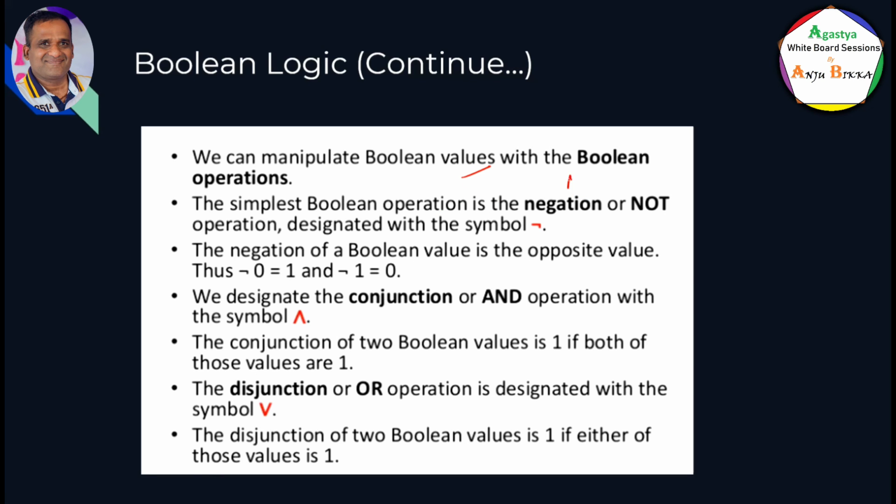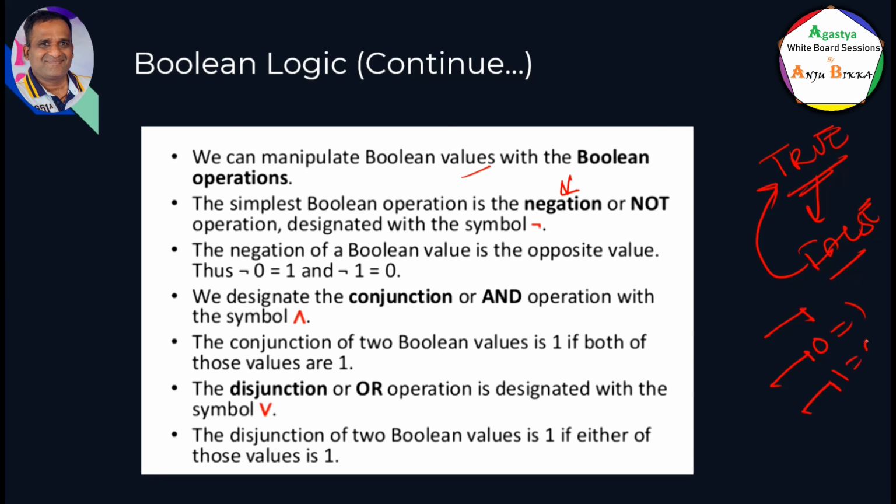The simplest operation is the negate. Negate means if you have a true, if you negate true, it becomes false. If you negate false, it becomes true. So this is the negate symbol. It means if you negate 0, it becomes 1. If you negate 1, it becomes 0.